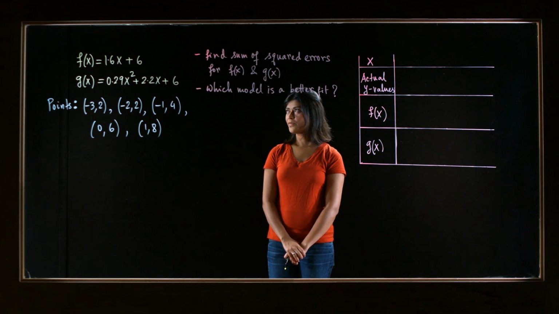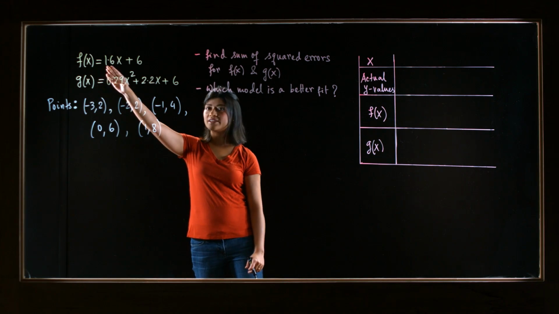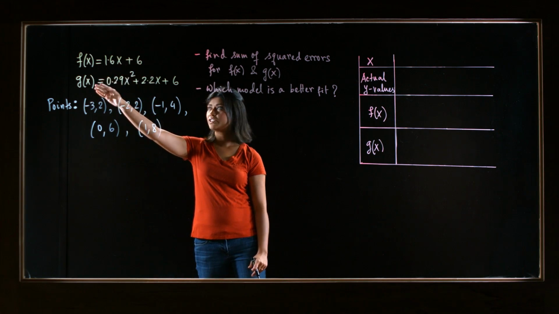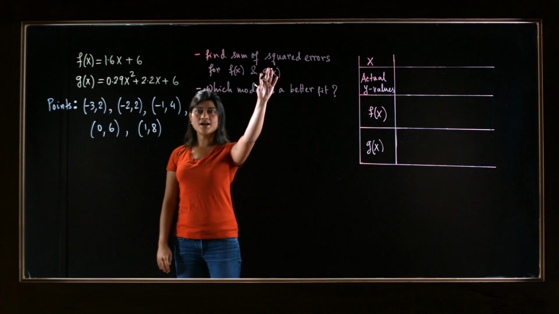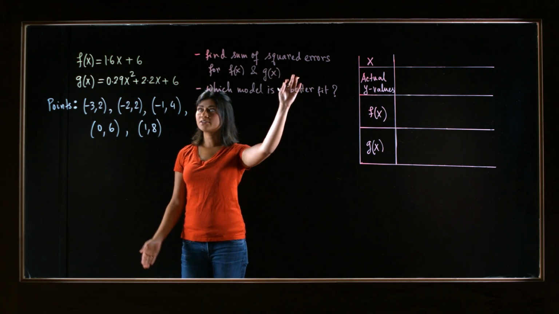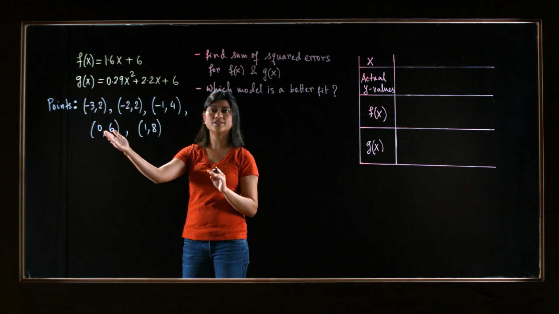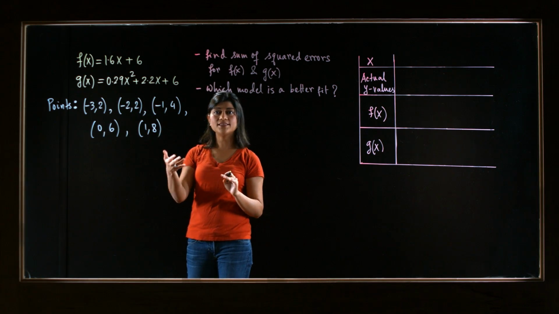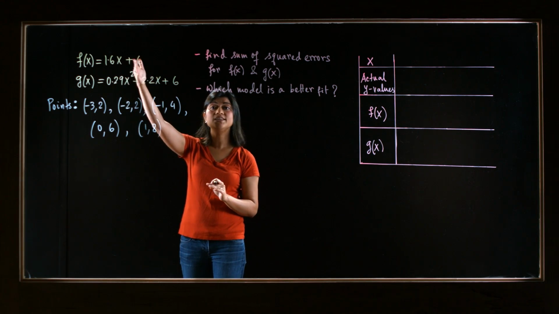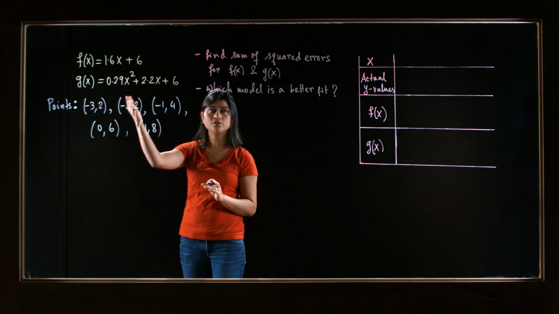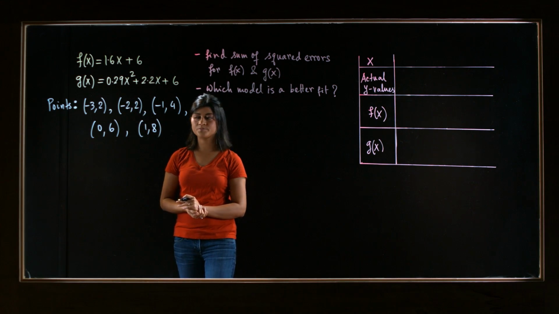In this problem, we are given two functions f and g. Notice that f is a linear function and g is a quadratic function. We have to find the sum of squared errors for f and g for these given points. There are 5 points that are given to us. And then we have to determine which of these two models, this is a linear model and this is a quadratic model, which one will be a better fit for these points.